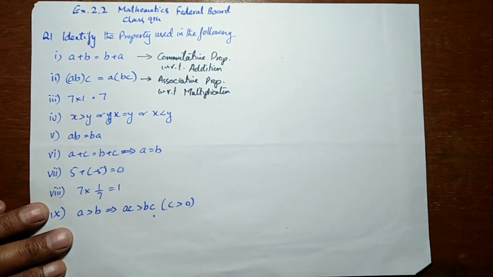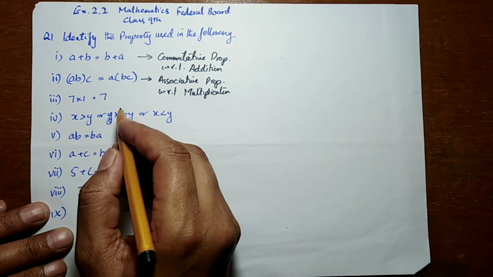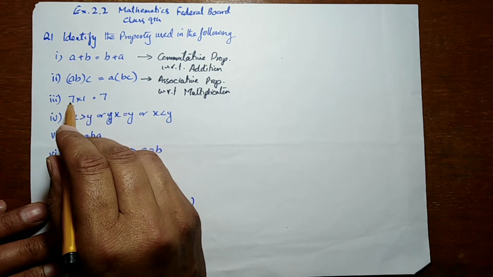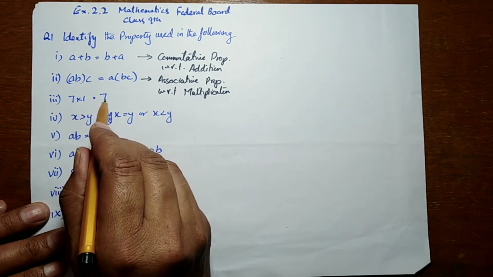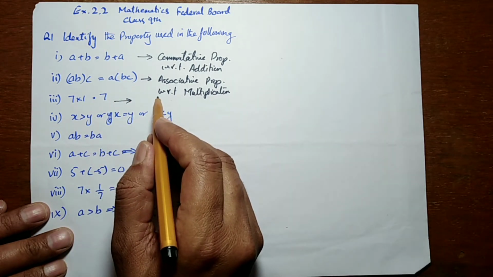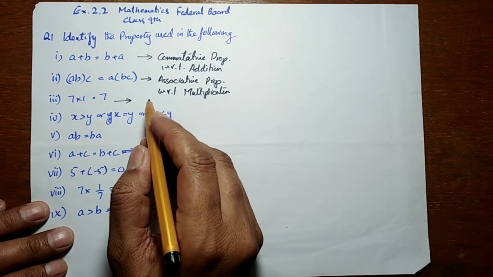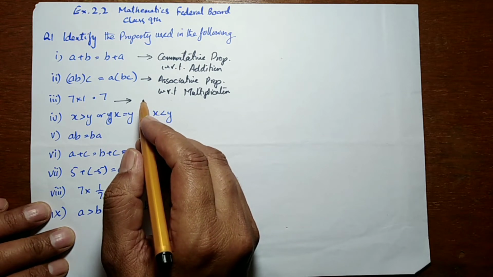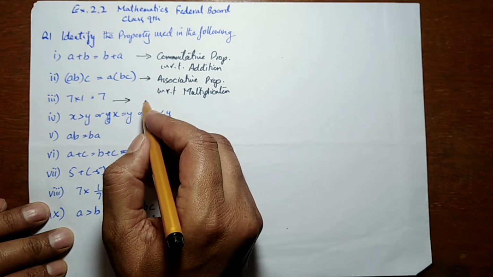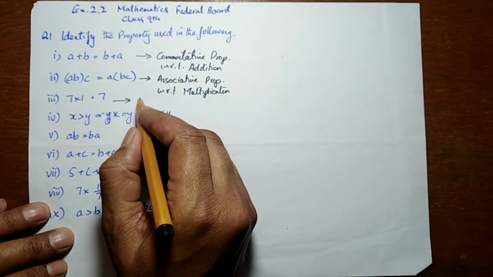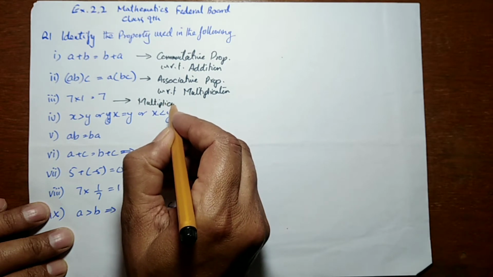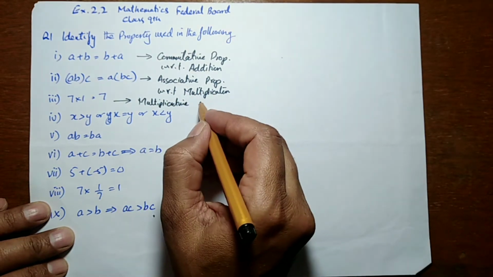Okay, so the third one, where the number 1 is multiplied with 7, you get again 7. So when you multiply a number like the 1 with another number, you will get the other number itself. So this property is known as multiplicative identity, where 1 is called multiplicative identity.